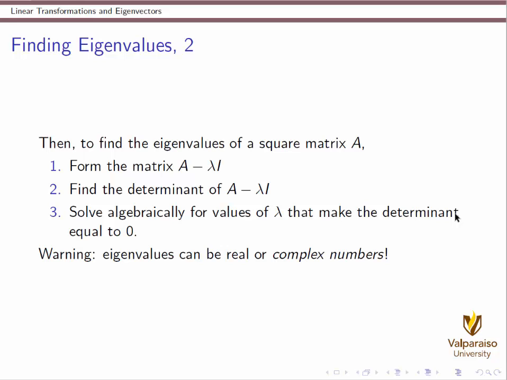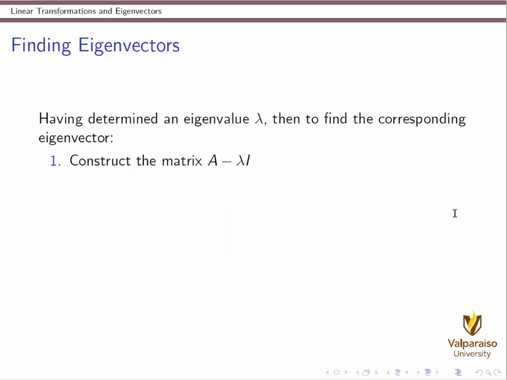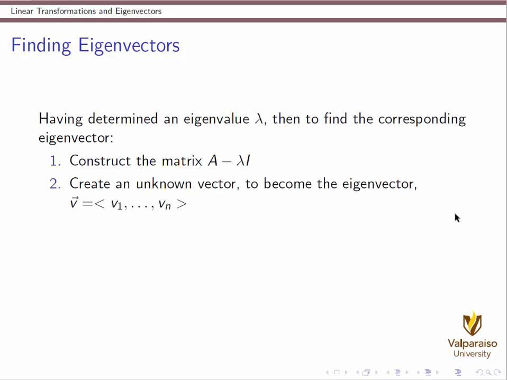These eigenvalues can end up being real or complex numbers. We're going to be solving equations, possibly quadratic equations, cubic equations. You never know what's going to happen. Having found out what those eigenvalues are, then we're going to move to finding their partner eigenvectors. We will return to our friend A minus lambda I.